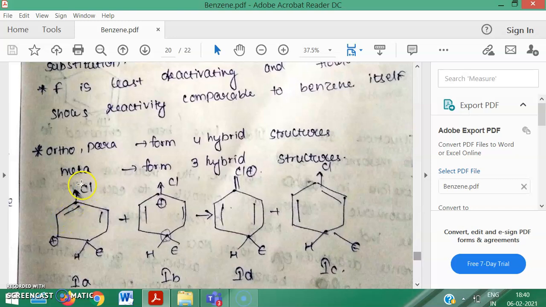See, chlorine is a very deactivating group. It can take electrons, so the direction is this side. And the positive charge also comes on this carbon which has the deactivating group. But this positive charge can be taken by the chlorine by the resonance effect, with double bond formation. Chlorine itself takes the positive charge from the benzene ring, a stable structure is formed, and 4 hybrid structures are formed at the para attack.